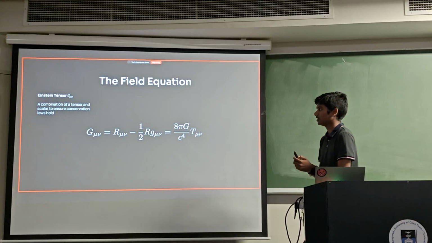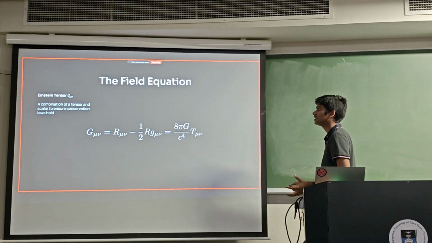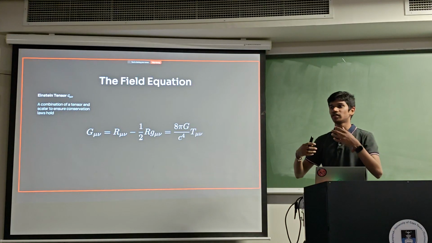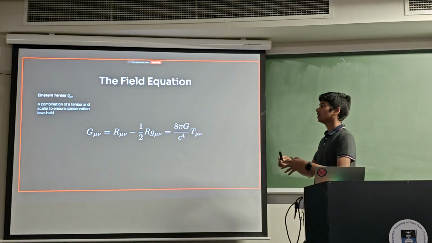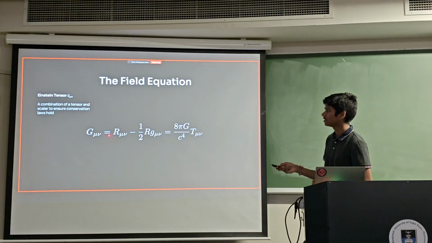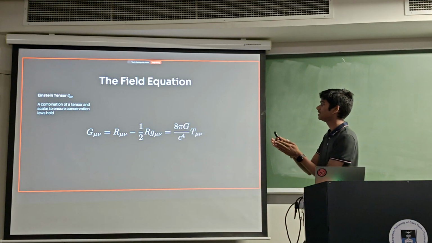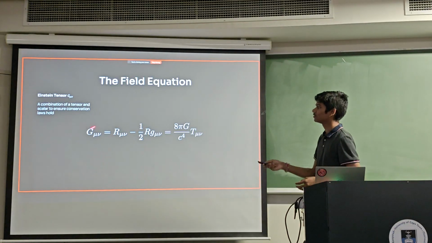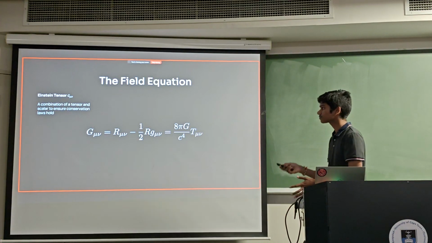This is a clever combination of a tensor and a scalar multiplied by a tensor to ensure that the laws of conservation of energy, the laws of conservation of momentum, and all of these conservation laws hold. You can see there are two equal signs here, but that's simply because the Einstein tensor is often used to substitute the second expression you can see in this equation.